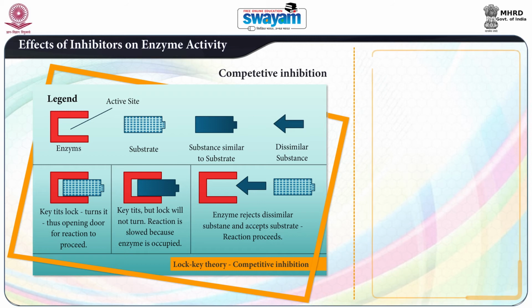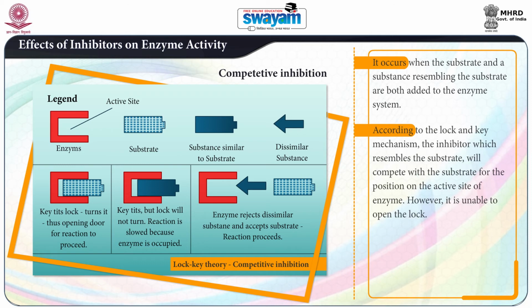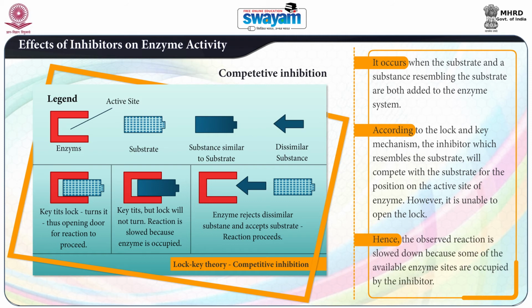The first type, that is competitive inhibition, occurs when the substrate and a substance which resembles the substrate are both added to the enzyme system. According to the lock and key mechanism, the inhibitor resembles the substrate and therefore it competes with the substrate for the position on the active site of enzyme. However, even if it attaches to the active site, it is unable to open the lock. Hence, the observed reaction is slowed down because some of the available enzyme active sites are occupied by inhibitor.